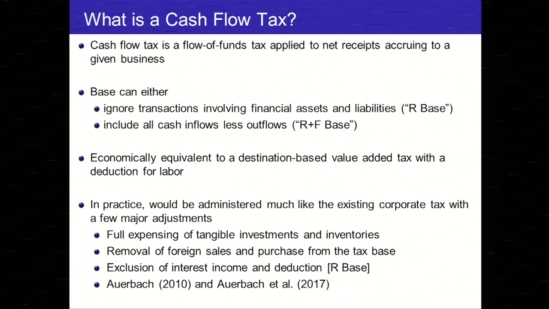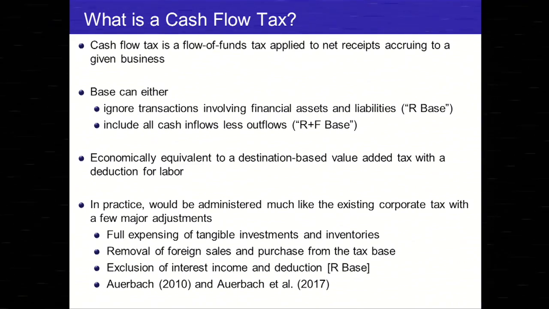One of the biggest is the full expensing of tangible assets, investments, and inventories. What that means is right now firms are depreciating assets according to a depreciation schedule. Some of the complication in the code comes from the depreciation schedule itself. In a cash flow tax, if you buy a building in a given year, you write off the entire cost of the building in that year. It's not depreciated over the life of the building. The same goes for computers. So any kind of investment that you're making, you write off the full cost in the current year.